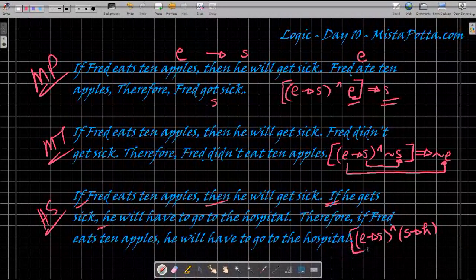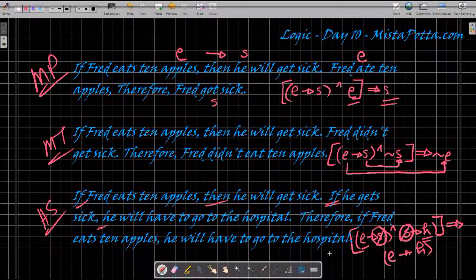And I'm saying that this implies if Fred eats 10 apples, then he will have to go to the hospital. In other words, my middle letter, the one that's the same, is gone, leaving me only with my first antecedent and my second consequent as my conclusion.